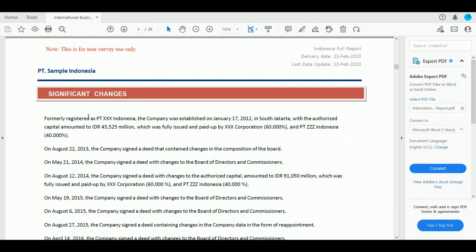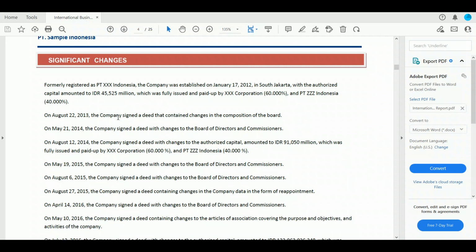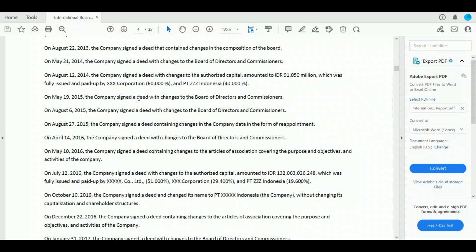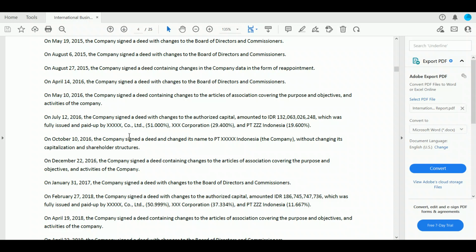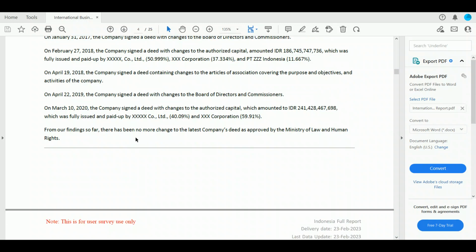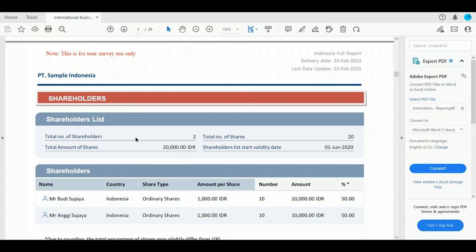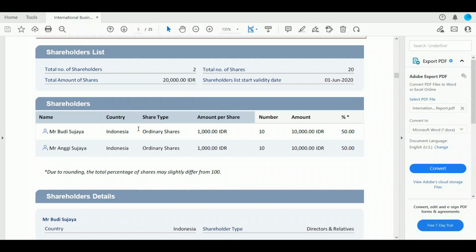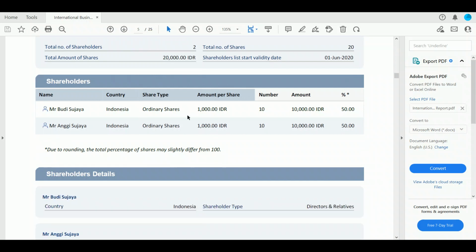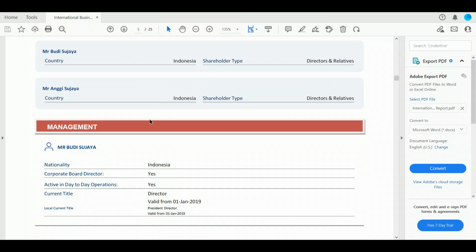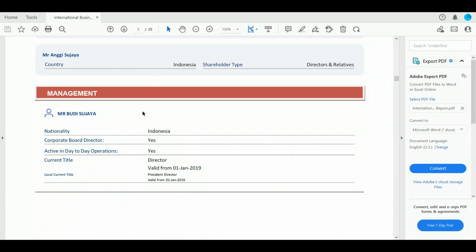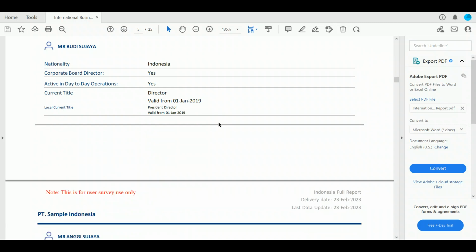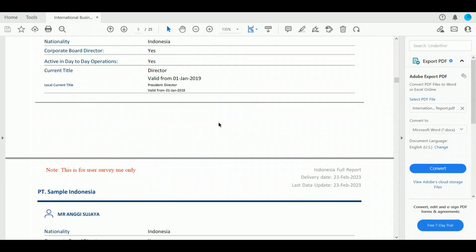And the significant changes, like for example, does the company have any changes in directors, in the board composition of the board, and is there any changes in their legal structures? Next is the information about their shareholders, who are the major shareholders and what are the number of shares. Next is the management information, who are their directors and how long they have acted as a director.